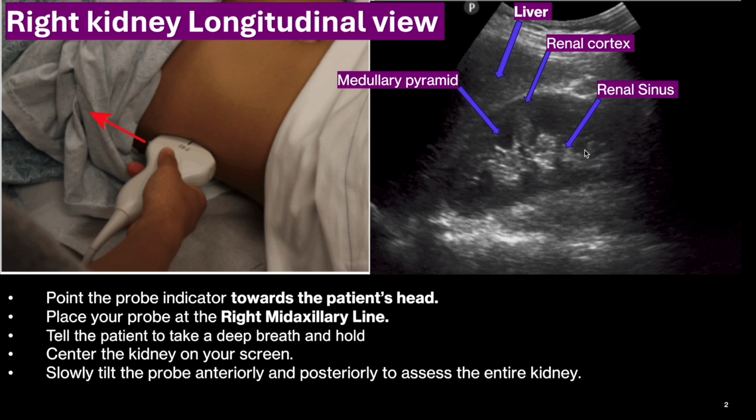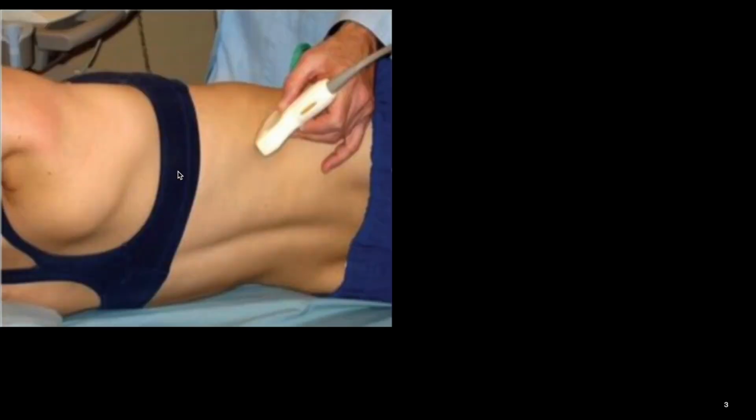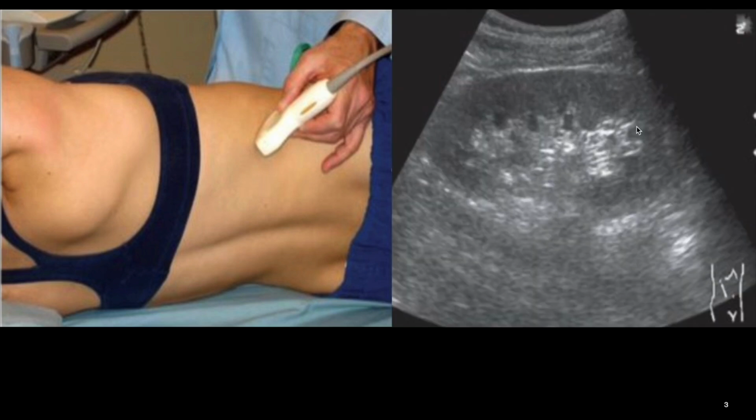Sometimes visualization of the entire kidney may be difficult due to rib shadow. In that case, if we tell the patient to take a deep breath and hold, the kidney will be pushed downward, and that will help to visualize the entire kidney. Once we visualize the kidney, we have to tilt the probe anteriorly and posteriorly to assess the entire kidney. From this position, if we tilt the probe slightly, then we see this type of image.